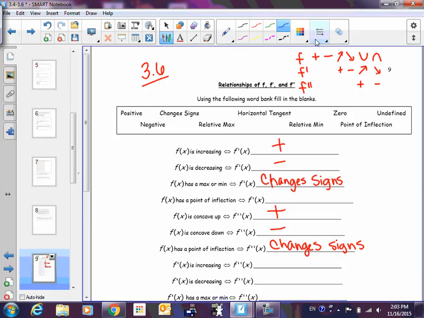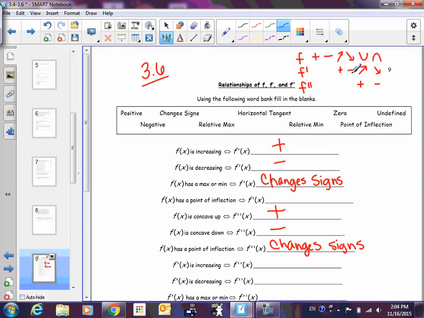Here's what this means. When f is positive or negative, that alone does not tell us anything about f prime or f double prime. When f is positive or negative, that just tells us the y-values are either above or below the x-axis. When f is increasing, we do know that f prime is positive. I don't know what f double prime is, though. It's whatever. You could have it either way.